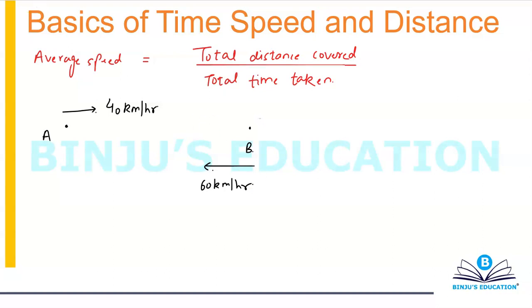The second thing that I hear most often from the students is that whenever you go from A to B and then back from B to A, the average speed is calculated as 2xy divided by x plus y, where x is the speed going from A to B and y is the speed going from B to A. So plug in this formula. Now I tell them, why do you want to memorize this? There is no need of memorizing these formulas. It's not required, trust me.